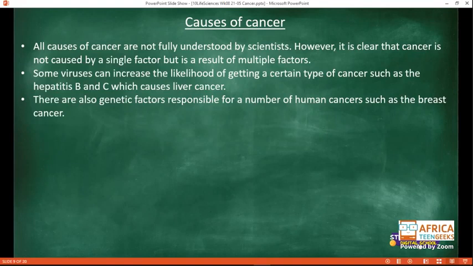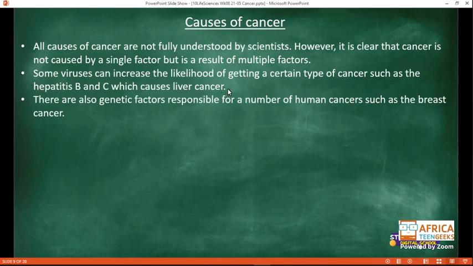Now, as I was saying, all causes of cancer are not fully understood by scientists. However, it is clear that cancer is not caused by a single factor, but is a result of multiple factors. Factors such as viruses. So viruses can increase the likelihood of getting a certain type of cancer, such as hepatitis B and C, which causes liver cancer. So if this virus is not treated early, it can then cause liver cancer.